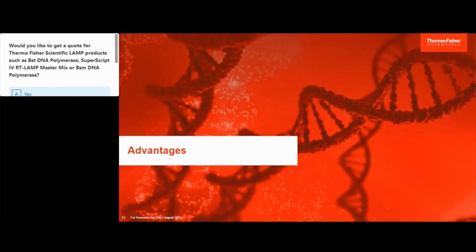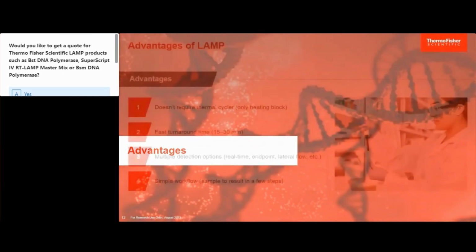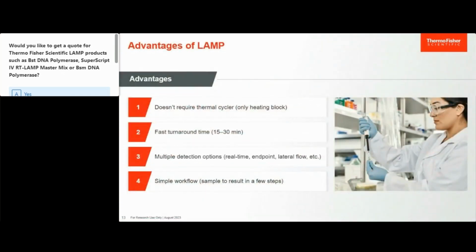Okay, so now let's move to the advantages of LAMP technology. There are 4 main advantages of LAMP. The first one is that the LAMP method doesn't require expensive instruments like thermal cyclers because DNA amplification is performed at a constant temperature. LAMP's isothermal conditions and minimal equipment requirements make it suitable for point-of-care testing in resource-limited or remote settings where traditional PCR setups may not be feasible.